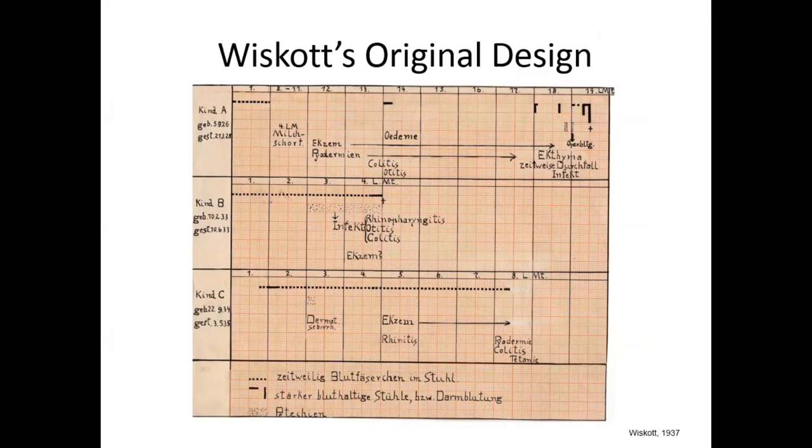So Wiskott, that was his electronic medical record here. Child A, child B, and child C. And they all had eczema, and they had colitis, otitis, edema, and then they got severe diarrhea, and here he died. The other one had also colitis, eczema, and otitis media, and this one had rhinitis and eczema and infected eczema and colitis, and then they all died sort of in between the first and the second birthday.